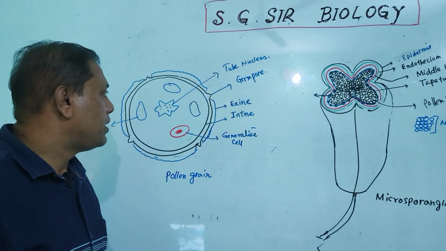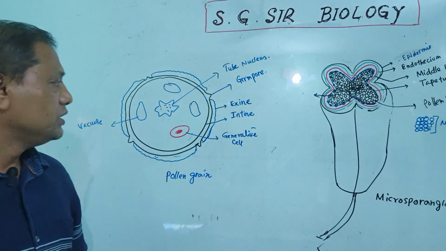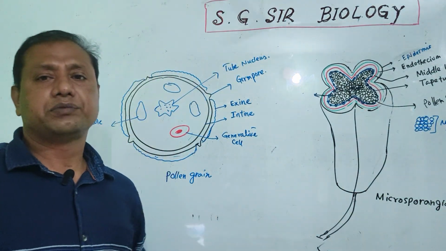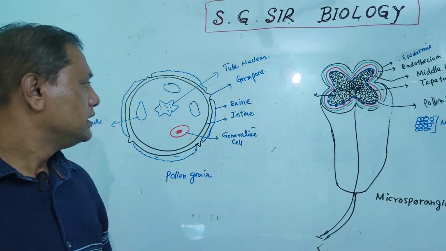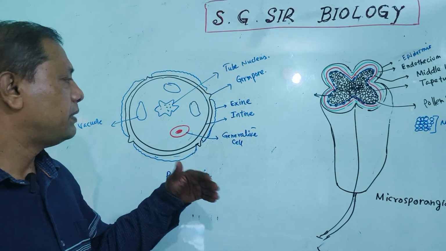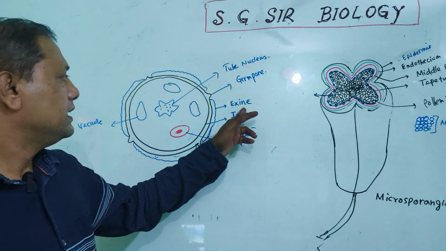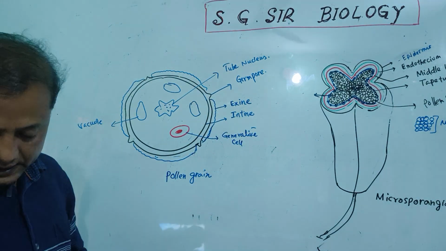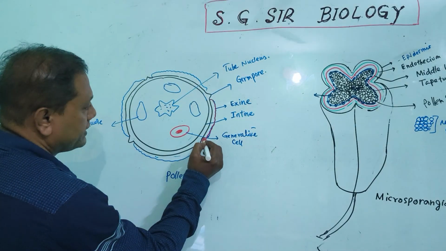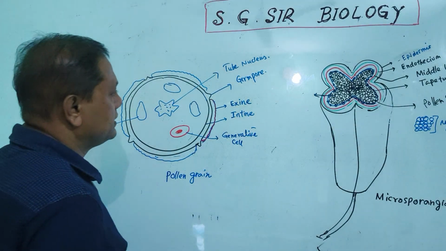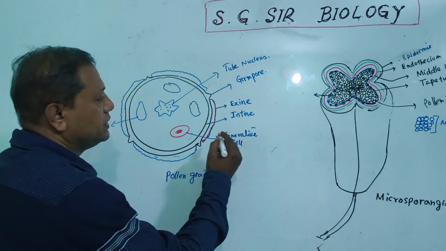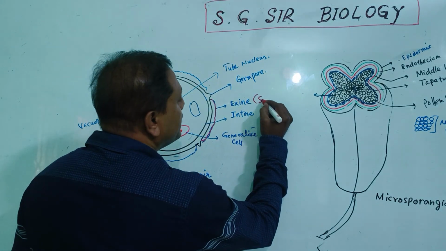Now, the most important part is the exine structure. The exine is the hardest organic substance ever found. It is not degraded by any temperature or acidic conditions, by anything you can try. Exine layer is not degraded by anything. What is the component of the exine layer? The exine layer is actually made up of sporopollenin.